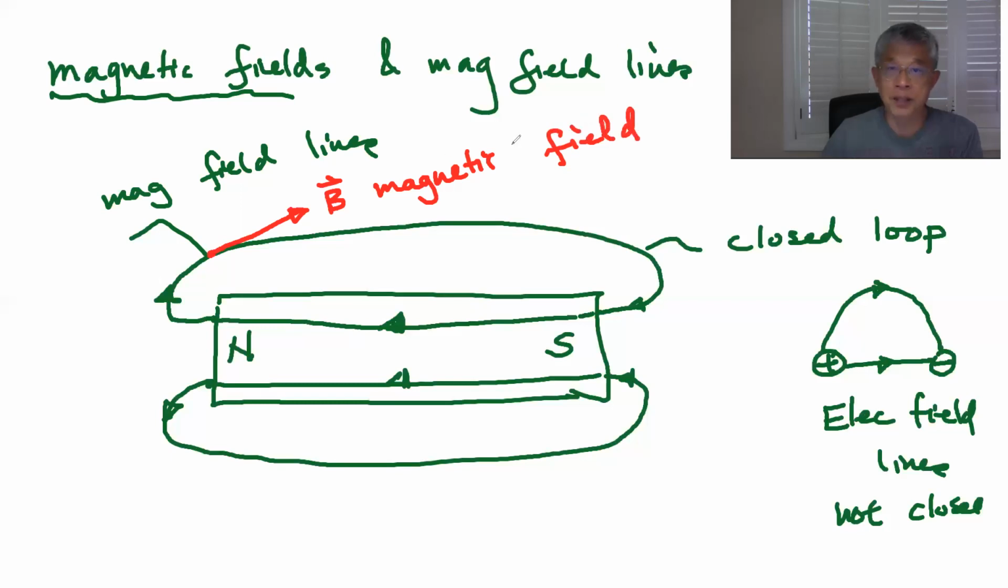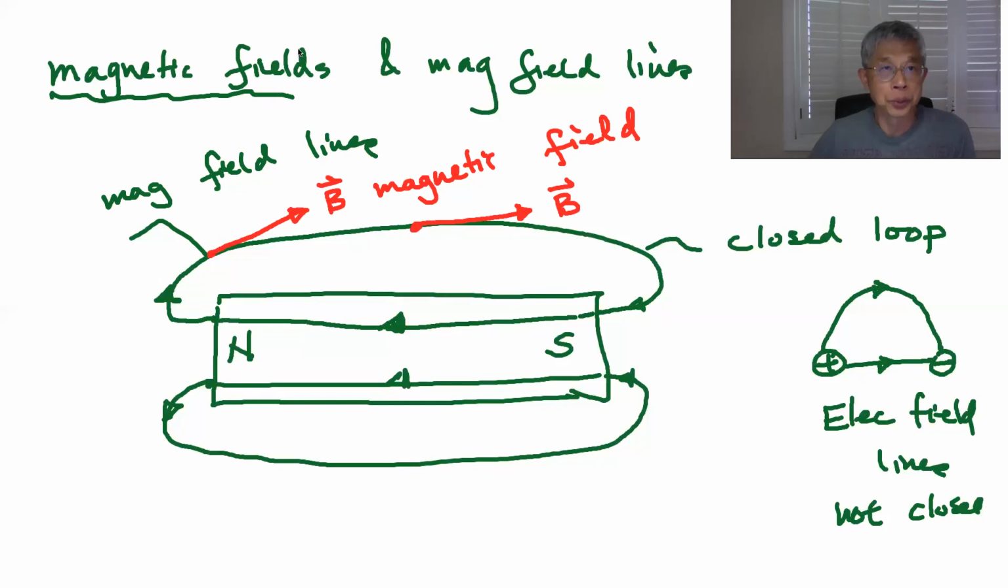Field, right? It's a vector, so the direction points that way. Let's give it one more example. So if it's, I don't know, right here, then it's always tangent to the magnetic field line. So that would be your B at that location, all right? So that's the magnetic field and magnetic field line for a bar magnet.